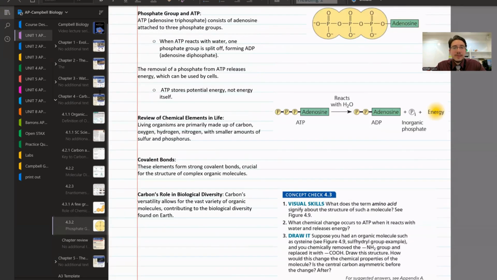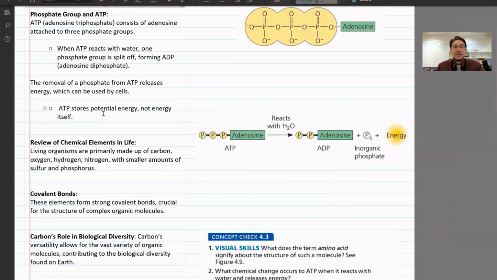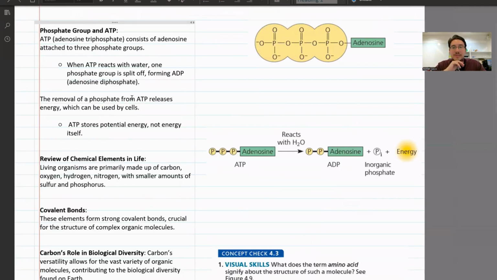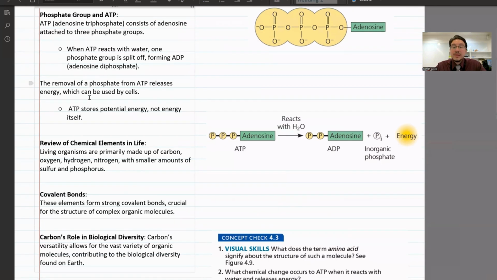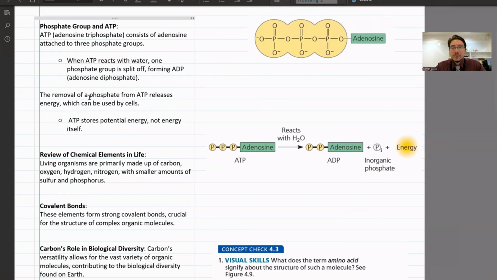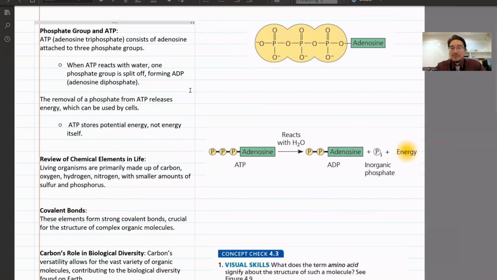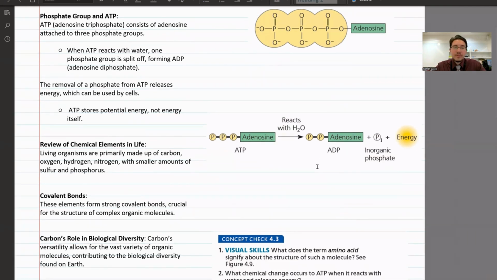Okay, and the last thing, again, as I mentioned before, is phosphate groups and ATP. We're going to visit this in incredible detail when we talk about cellular metabolism. ATP is referred to as adenosine triphosphate. It consists of adenosine attached to 3 phosphates. As you see here, you have 3 phosphate groups attached to adenosine. And then when ATP reacts with water, 1 phosphate group will hydrolyze and split off, right? As you see here, ATP reacts with water, and you have this inorganic phosphate detached from the molecule, and this will liberate energy.